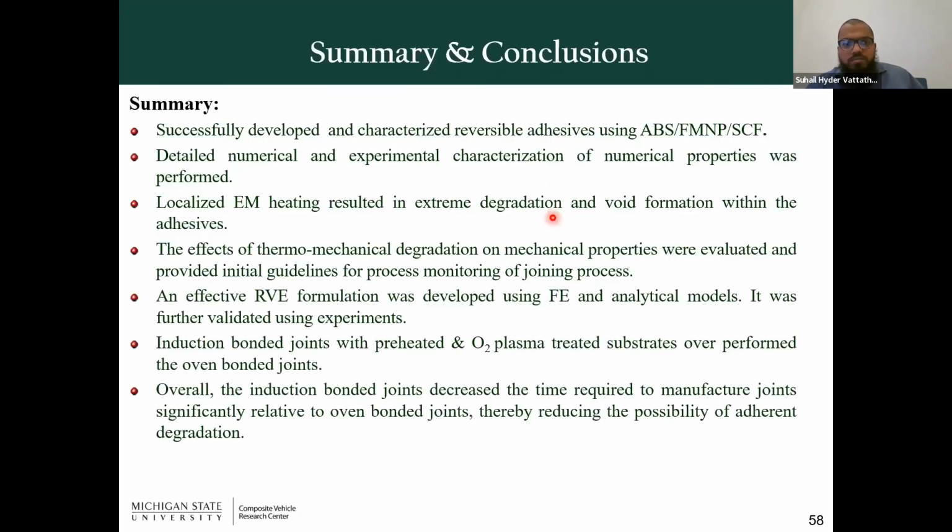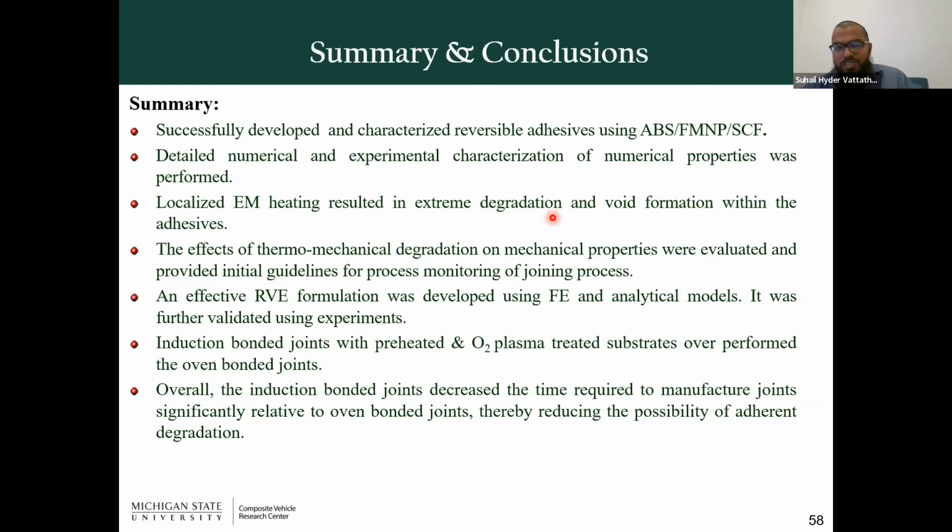Now, to conclude, at least 8% of ferromagnetic nanoparticles is essential to have a percolation limit that will lead to the rapid melting in the ABS polymer if you're going with electromagnetic induction heating. And also the process monitoring suggests that the temperature shouldn't exceed 180 C to ensure that the degradation does not occur.